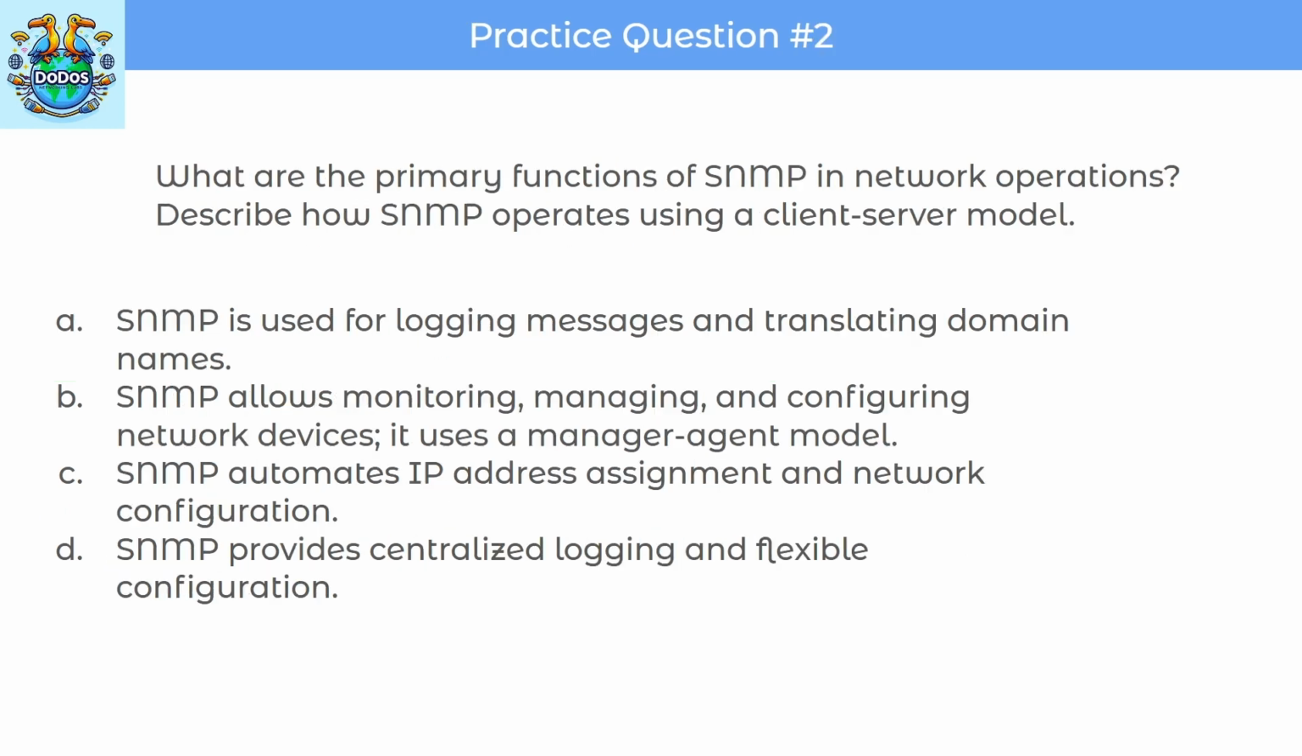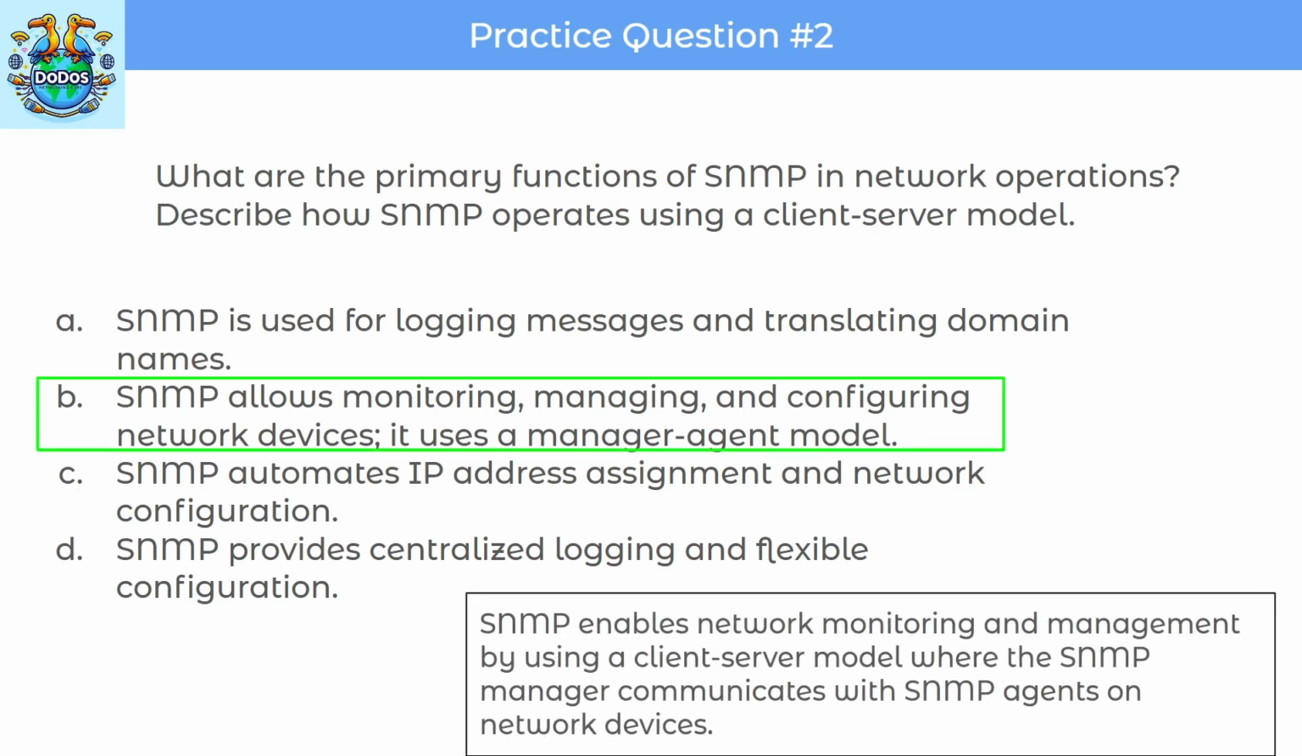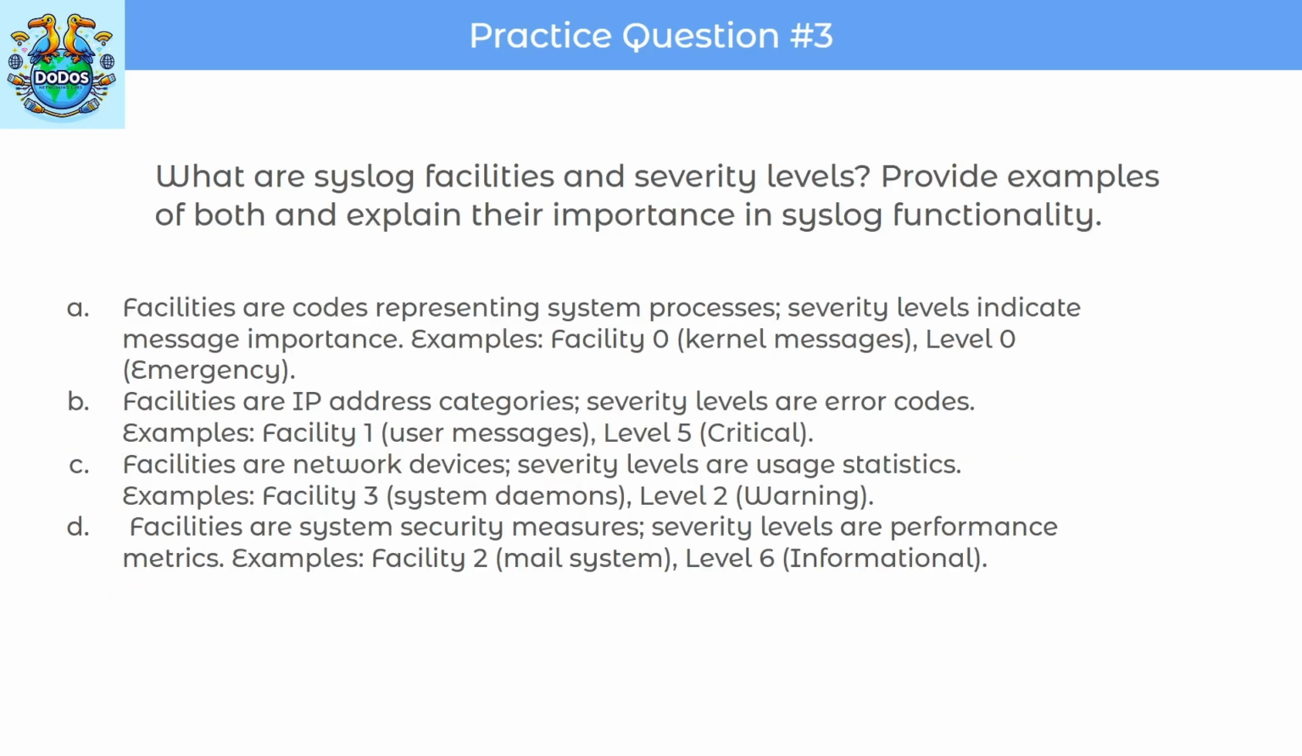That's correct. So, practice question 2. What are the primary functions of SNMP in network operations? Describe how it operates using a client-server model. So, is the answer A, B, C, or D? The answer is B. SNMP enables network monitoring and management by using a client-server model where the SNMP manager communicates with SNMP agents on network devices.